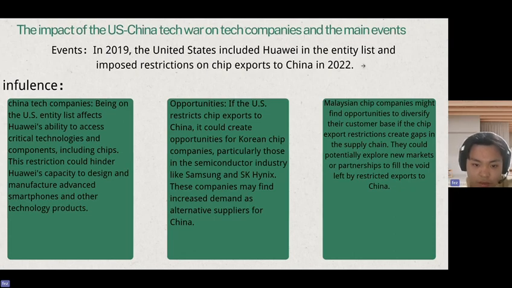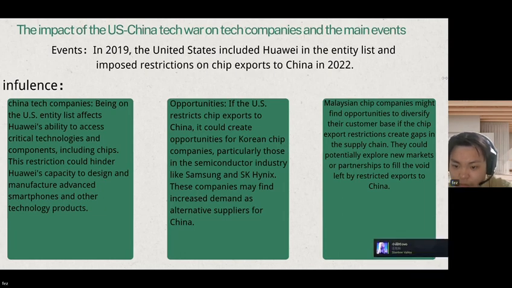About the opportunities, if the U.S. restricts chip exports to China, it could create opportunities for Korean chip companies, particularly those in the semiconductor industry like Samsung and SK Hynix. These companies may find increased demand as alternative suppliers for China. Malaysian chip companies may find opportunities to diversify their customer base if the chip export restrictions create gaps in the supply chain. They could potentially explore new markets or partnerships to fill the void left by restricted exports to China.